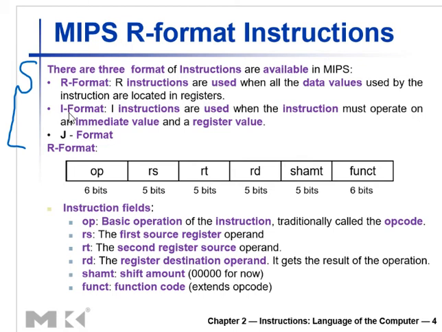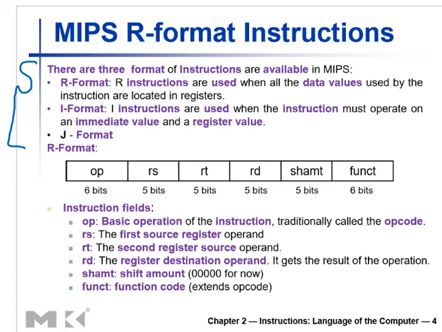Next type is I format. In I type instructions, the instruction must operate on an immediate value and a register. So you will see a register and also an immediate value. What is meant by immediate value? A constant. You will see a constant in the instruction, and that comes under I type. And the J type: J format is used for the jump instruction. In MIPS we have a few instructions for jump. Jump means to move the control over to another instruction.